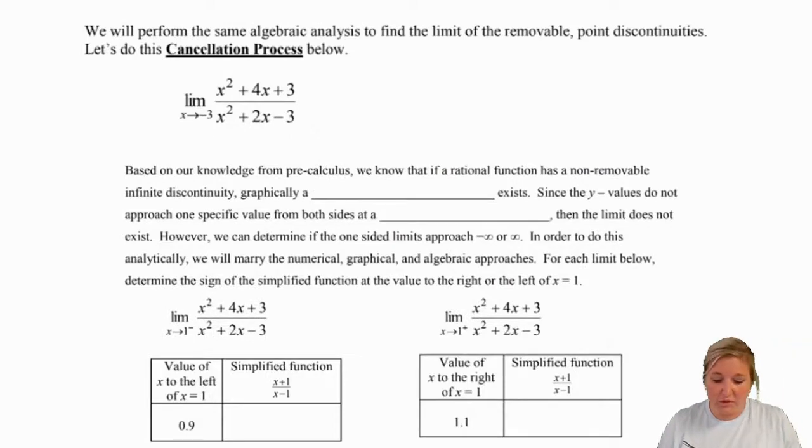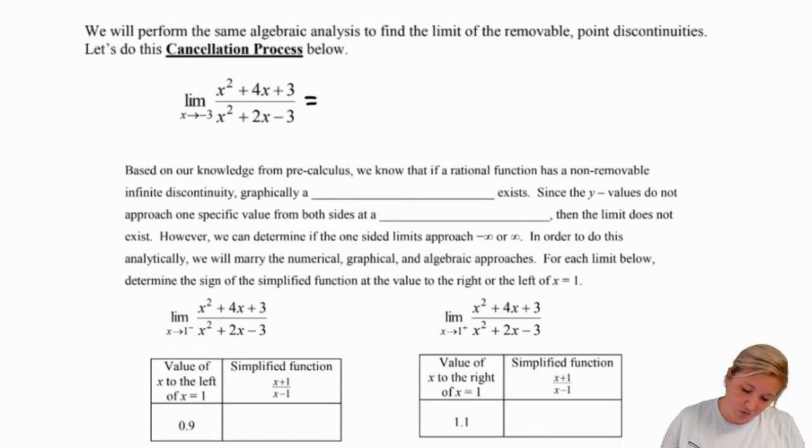All right, so what we'll do algebraically or analytically, I would say those two are kind of interchangeable. I will say more algebraically. That's just how my brain works. So we will perform some algebraic analysis to find the limit of the removable point discontinuity. So we'll do the cancellation process. So what we're going to do here is factor. That's one of the ways that you can do this.